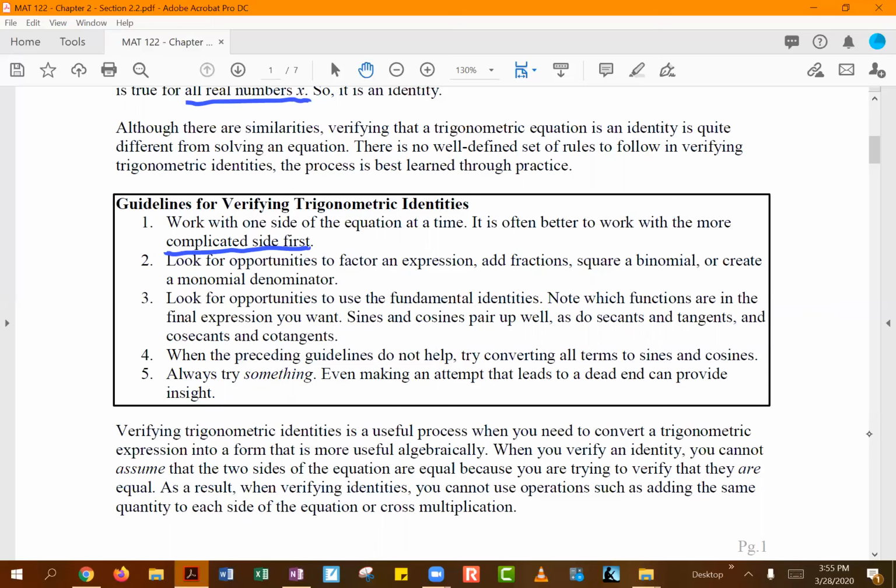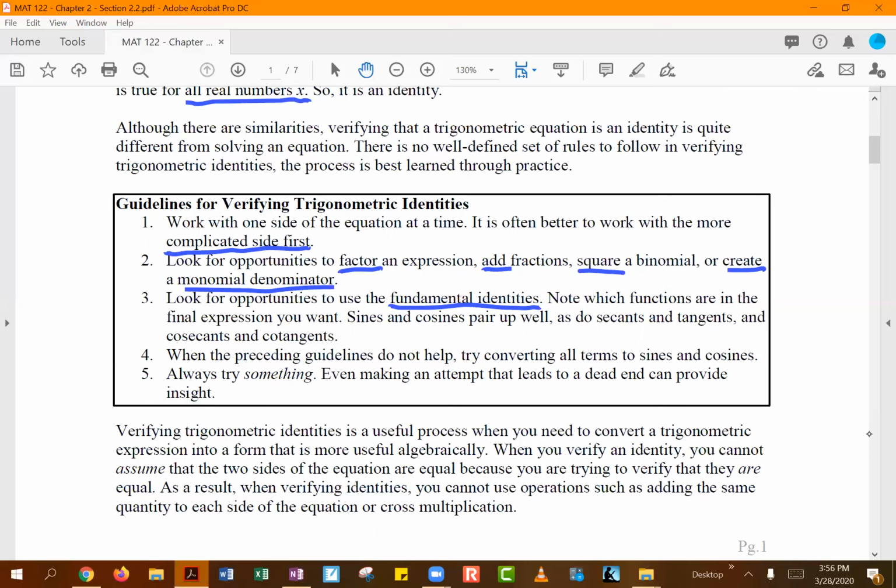They are talking about look for opportunities where you can factor an expression, add your fractions, maybe square a binomial, or basically create a monomial denominator. So if you have two terms or a binomial expression in your denominator, maybe you want to see if by using any of the identities, you can turn that into a one term or monomial denominator. Again, guideline 3 is talking about look for opportunities where you can use the fundamental identities. So this will help you basically simplify the expression.